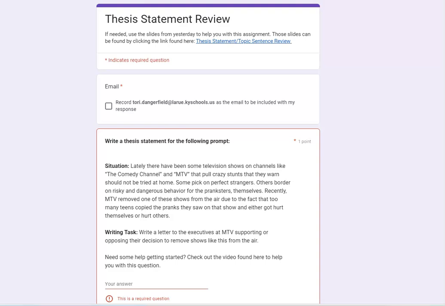As you can see here on the screen, and hopefully through the things that you've already read, what we're going to be doing today is some review over thesis statements. Now, before you jump in and get started here, there are a couple of things that I wanted to point out to you. First of all, we watched an Edpuzzle video yesterday to help review topic sentences and thesis statements.